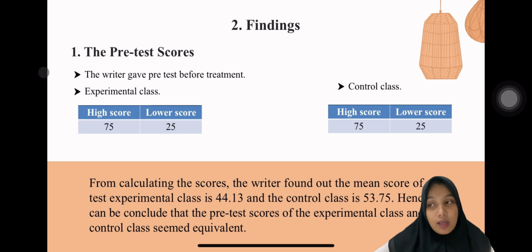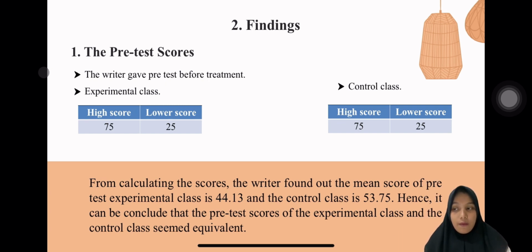The findings. The findings in this study. First, the pre-test scores. The writer gave the pre-test before treatment. The experimental class got a high score of 75 and a low score of 25, and the control class got a high score of 75 and a low score of 25.